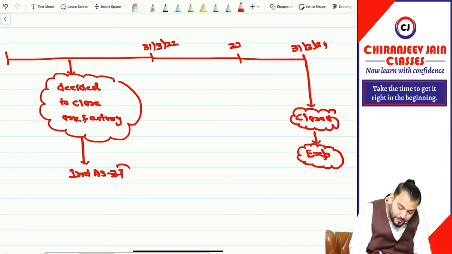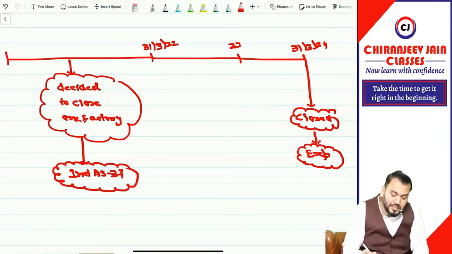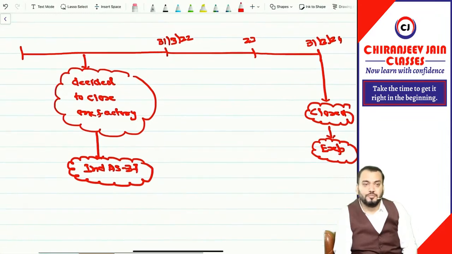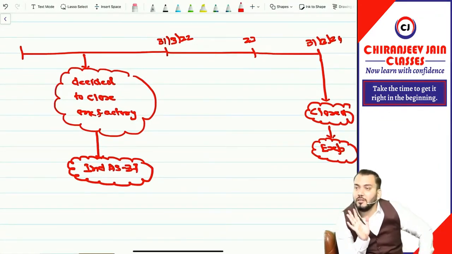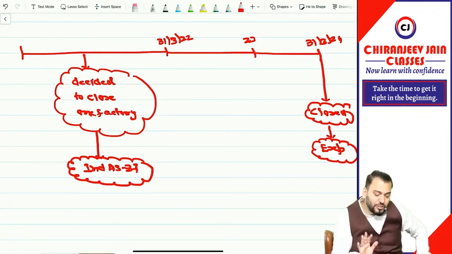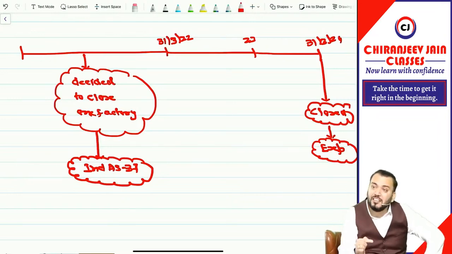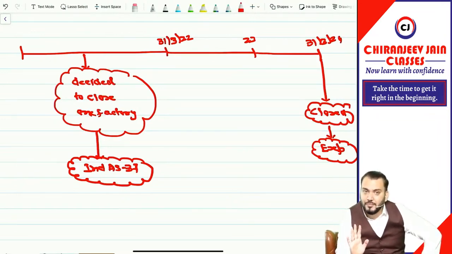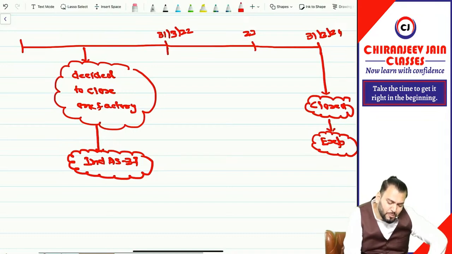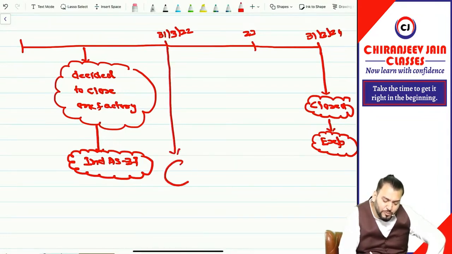If applicable, how to calculate the amount of provision? This is the question. Have you understood this point? My first question is that you have decided to close the factory. Whether on 31st March, because provision we create always on 31st March, should we create provision?